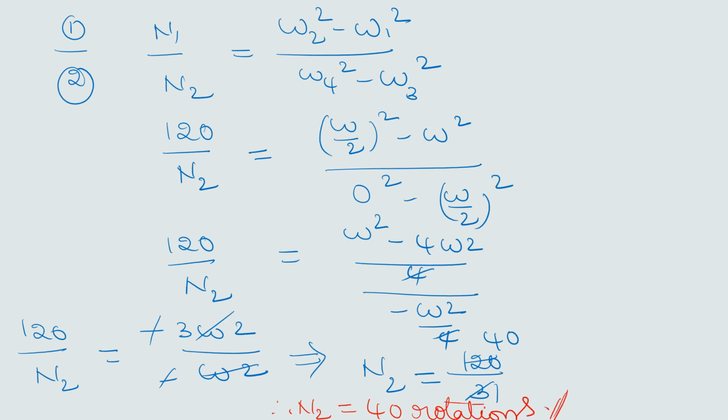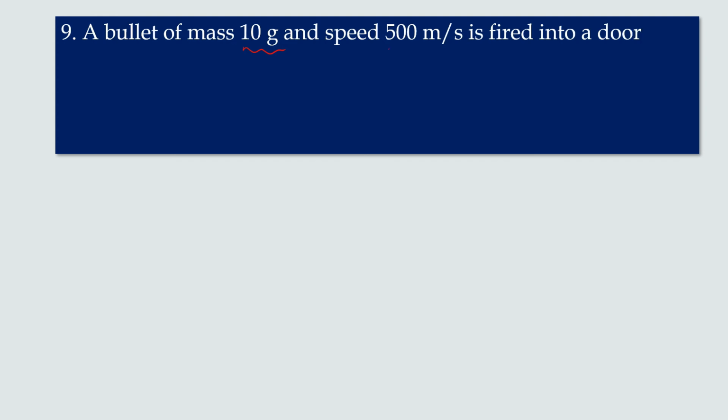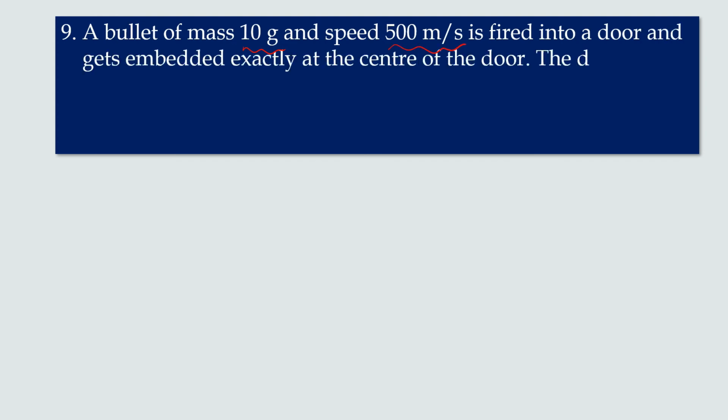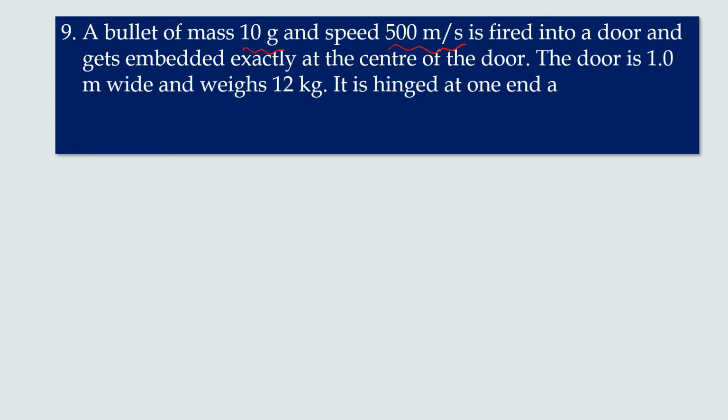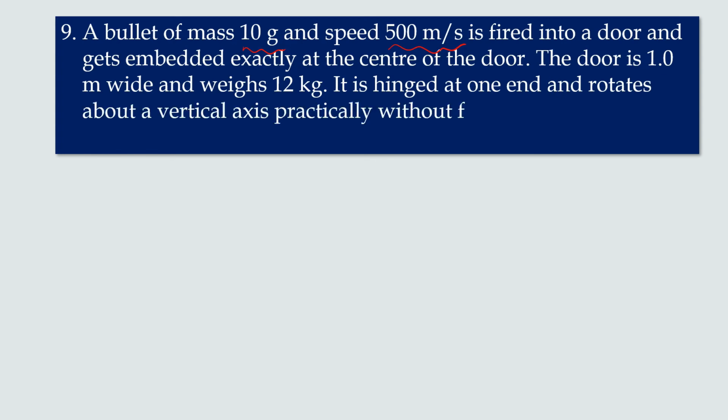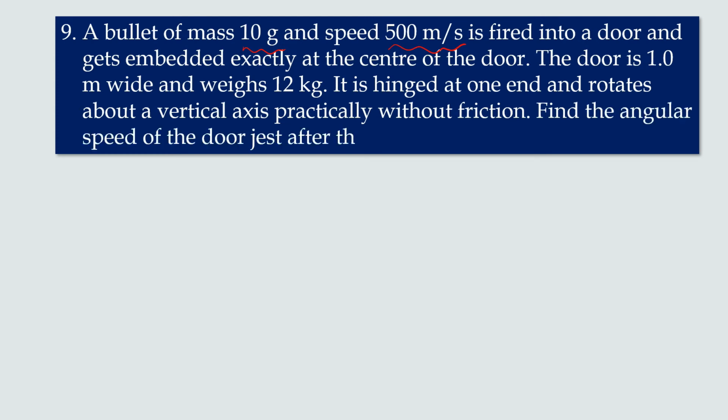Okay. Next, we will go to the next question. A bullet of mass 10 grams and speed 500 meter per second is fired into a door and gets embedded exactly at the center of the door. The door is 1.0 meters wide and weighs 12 kilogram. It is hinged at one end and rotates about a vertical axis practically without friction. Find the angular speed of the door just after the bullet embeds into it. Now let us go to the solution.